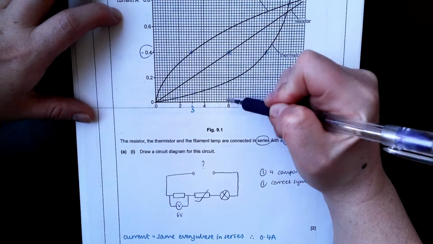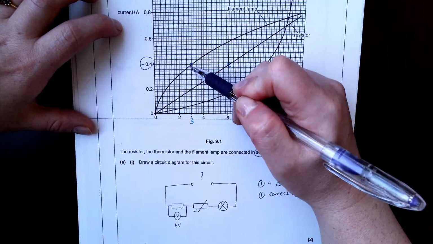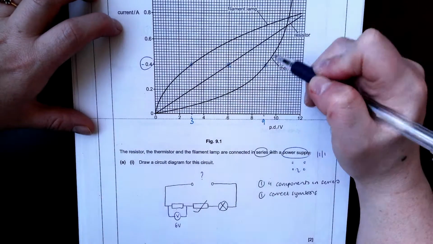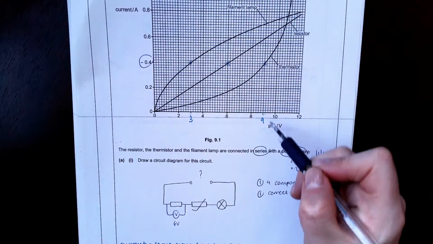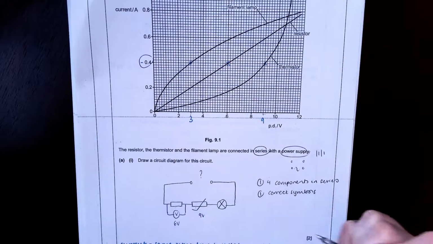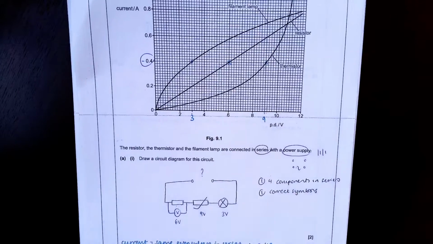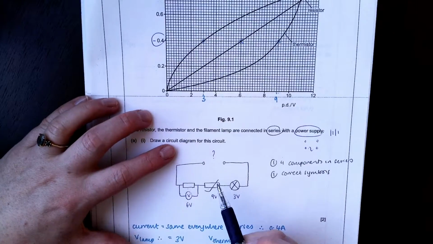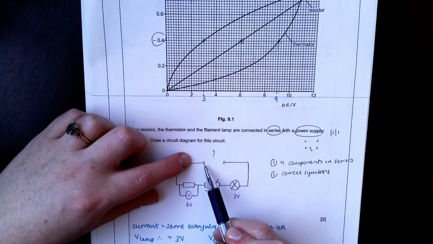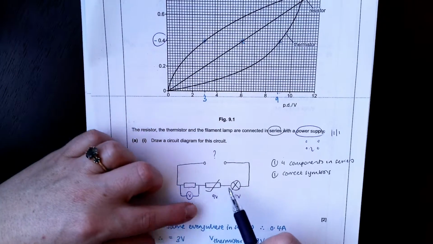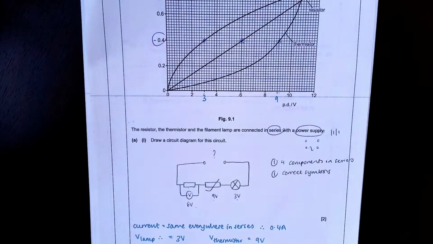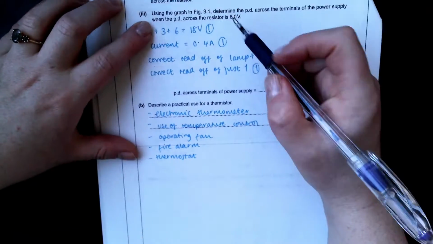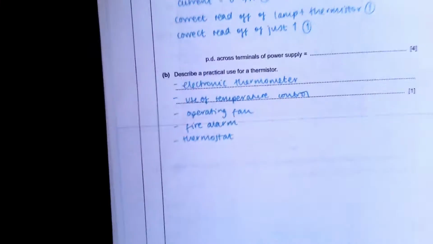So I already knew that the resistor was 6 volts, but I can now see that the filament lamp was 3 and the thermistor was 9. Okay, so let's add that onto my diagram. I've got 9 volts for this one and I've got 3 volts for this one. I know from Kirchhoff's law that whatever voltage is picked up across the supply is transferred across the circuit. And so I'm going to add these 3 together, 6, 9 and 3. And when I add those together, I get my 18 volts.